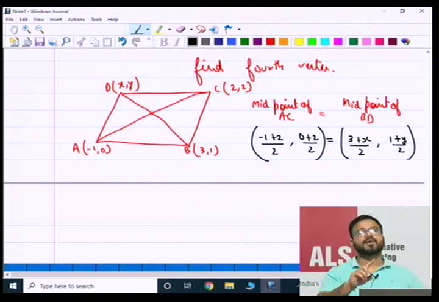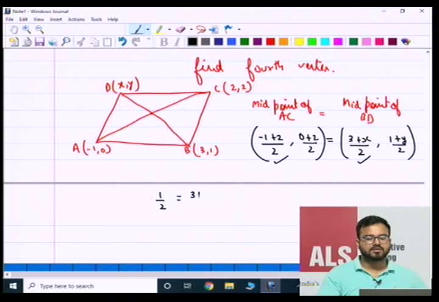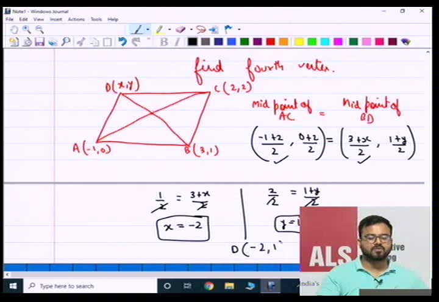Now we can compare the x and the y coordinates. If we compare x from both sides, minus 1 plus 2 is 1, by 2, is equal to 3 plus x by 2. So from here the 2 and 2 will get cancelled out, so x will be equal to minus 2. If we compare the y part, this is 2 over 2 is equal to 1 plus y over 2, so y would be equal to 1. So the coordinates of the fourth vertex are minus 2 comma 1.